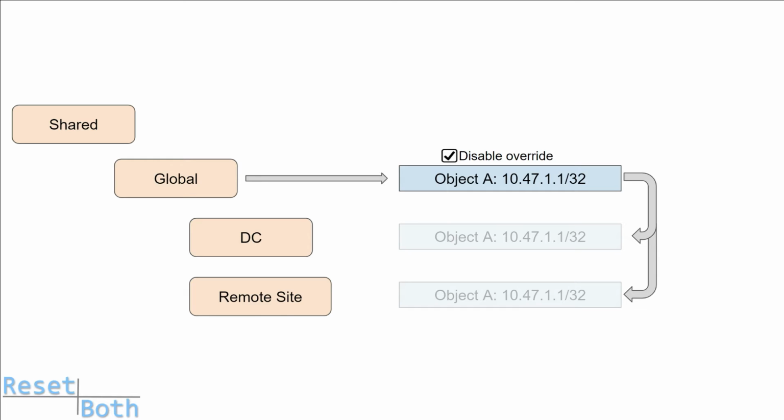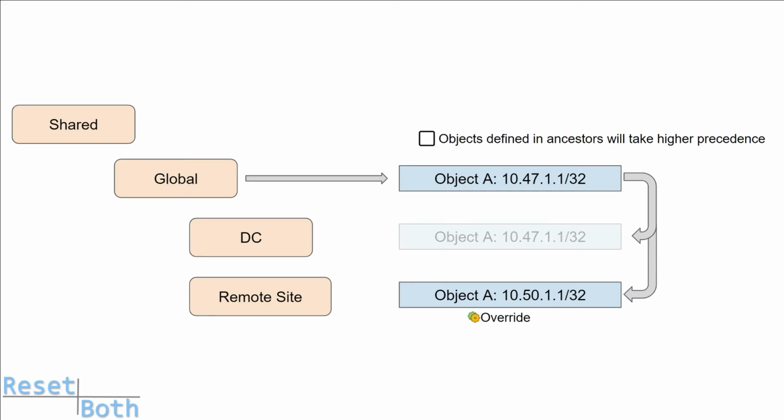If I want to make this a system-wide change on all current and future objects, there is another option. In the Panorama tab, under Panorama Settings, you can check the box Objects defined in ancestors will take higher precedence. This will make all existing overrides null, and the original object value will be inherited by all child device groups. This is a system-wide setting and is not generally recommended, so be careful, especially on a production instance. Let's go into Panorama and demonstrate this behavior.